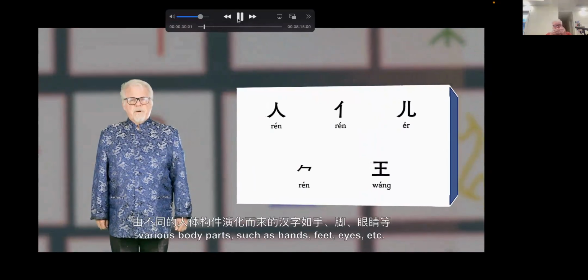Note the differences. Wei means dangerous. It is a man on a cliff, and it can be interpreted as dangerous.